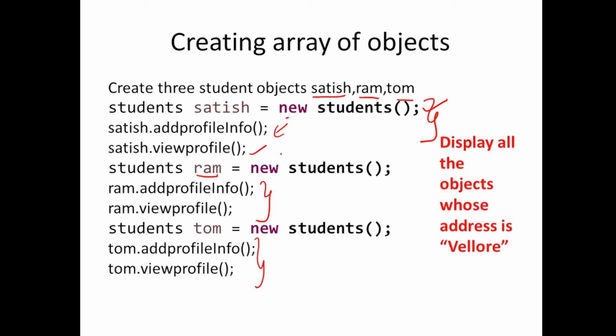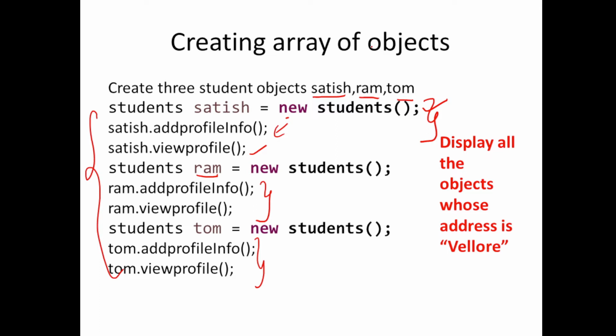Suppose I have an exercise like this: display all the objects whose address is from Vellore. Say display all the students who are from Vellore district. So in that case, I should be searching a list of objects I have created. How to search all the objects, find out who are the students who are from Vellore. And again, when you don't create an array of objects, you're going to have a lot of repetition in your code. It's like you don't have a for loop. You're going to repeat the statements again and again, right? So there are some disadvantages to do things without creating an array.